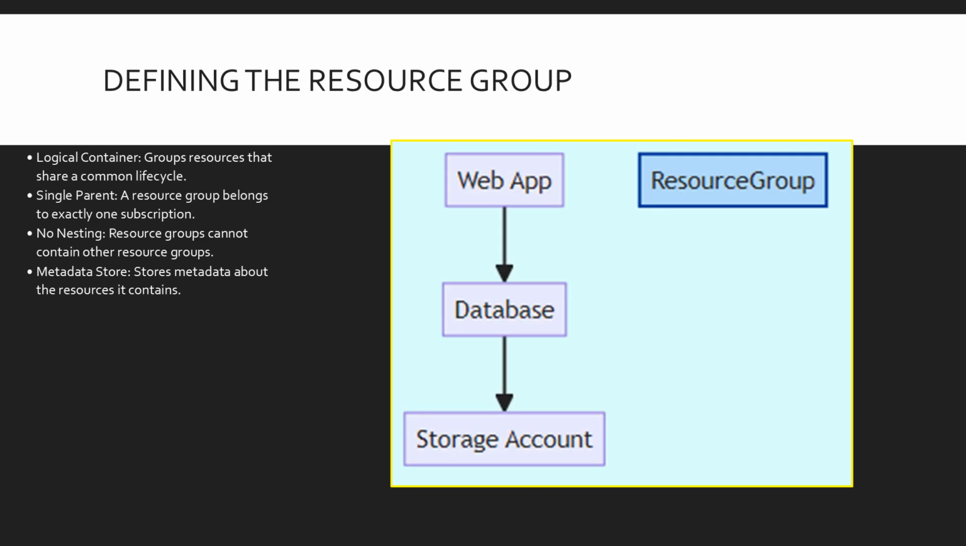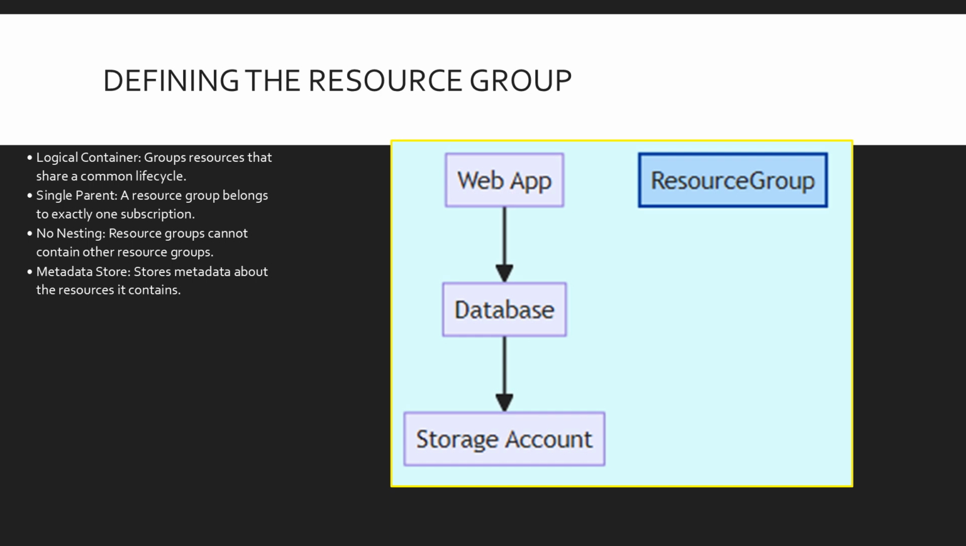A resource group is more than just a folder. It is a fundamental building block of Azure. It acts as a logical container for resources that you want to manage as a single entity. Key rules apply here. A resource group belongs to exactly one subscription, and crucially, you cannot nest resource groups inside one another. Furthermore, the resource group stores metadata about the resources. When you specify a location for the resource group, you are defining where that metadata is stored, which is critical for compliance and data residency requirements.